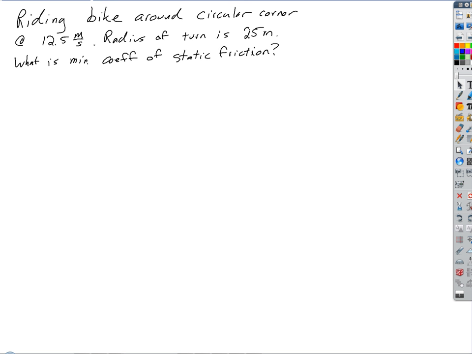This is a pretty standard kind of physics question. So think about what's going on here. A person's riding a bike around a circular corner at 12.5 meters per second. The radius of the turn that they're trying to make is 25 meters. So we want to know what's the minimum coefficient of static friction.